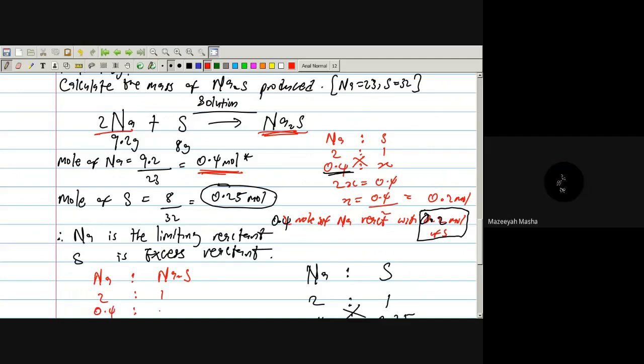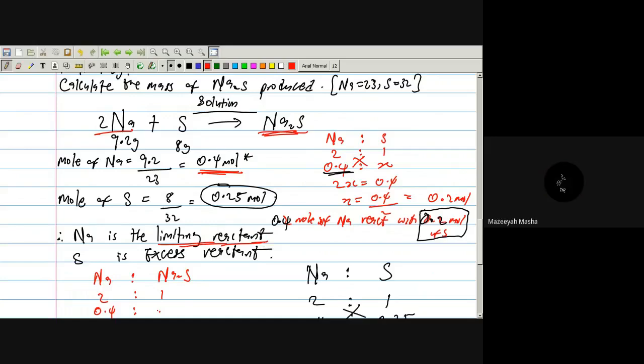Are we using sodium to calculate the product? Because you said the product is directly proportional to the limiting reagent. Exactly, yes, that's it. So every time you are looking for the product, you use the limiting reactant. Exactly, all the time.